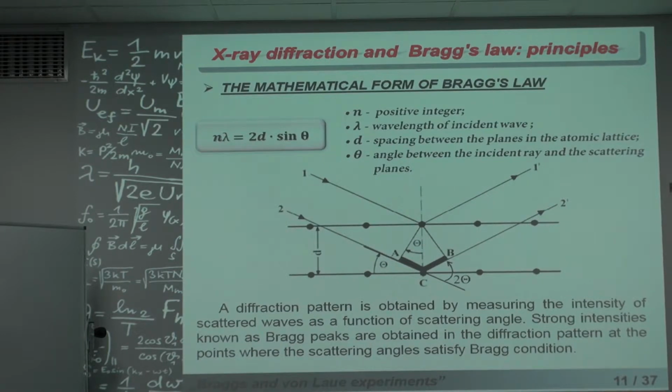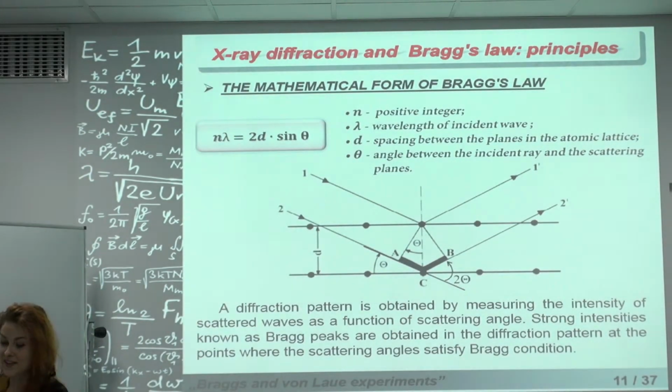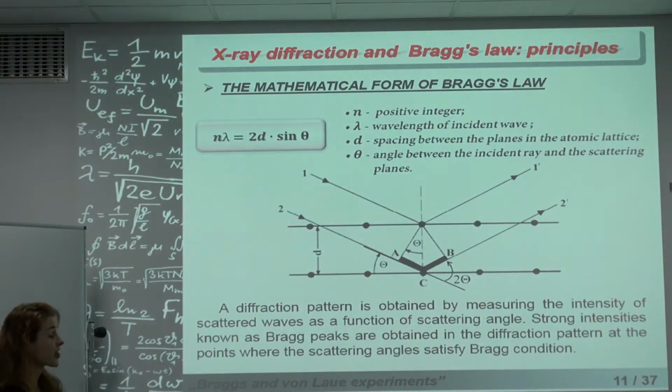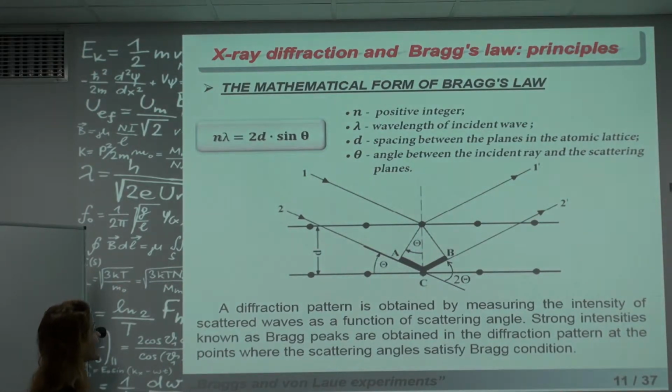So, the mathematical form of Bragg's law. Sooner or later, all physicists come to the definition of Bragg's law, as most of us use X-ray diffraction to determine the structure of a crystal or its quality. It is one of those formulas that everybody should learn by heart. n lambda is equal to 2 d sine theta, where n is some positive integer, lambda is of course the wavelength of the incident wave, d is the spacing between the planes, and theta is the angle between the incident ray and the scattering planes.